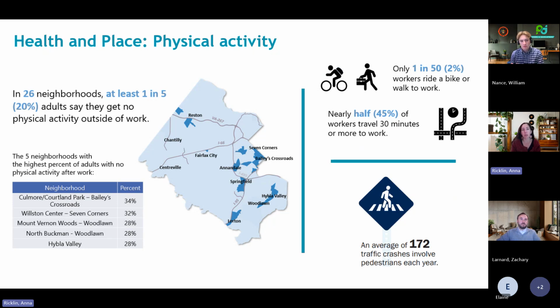Recently, the health department completed a community health assessment for the whole county. We found that in 26 neighborhoods, at least 1 in 5 adults say they get no physical activity outside of work. There are 5 neighborhoods at the top of that list, shown on the bottom left, and those 26 neighborhoods are mapped. We also see that not very many people are biking or walking to work, about 1 in 50 people. And of course, we don't have data on how people are getting to other places, but we do know that we are able to at least have some information.